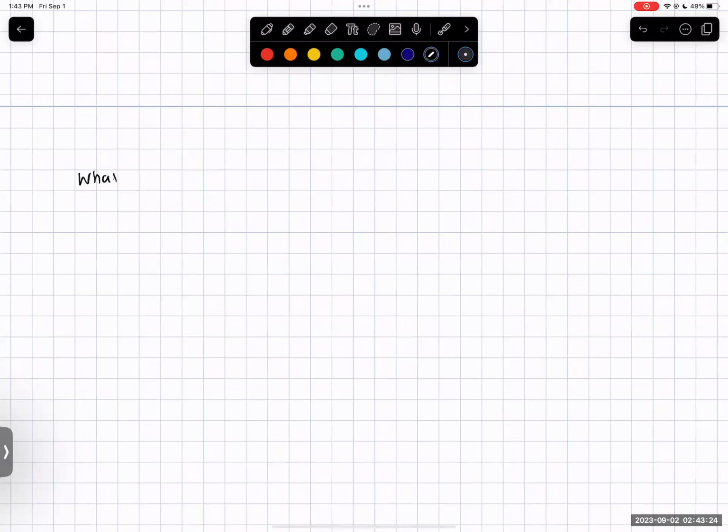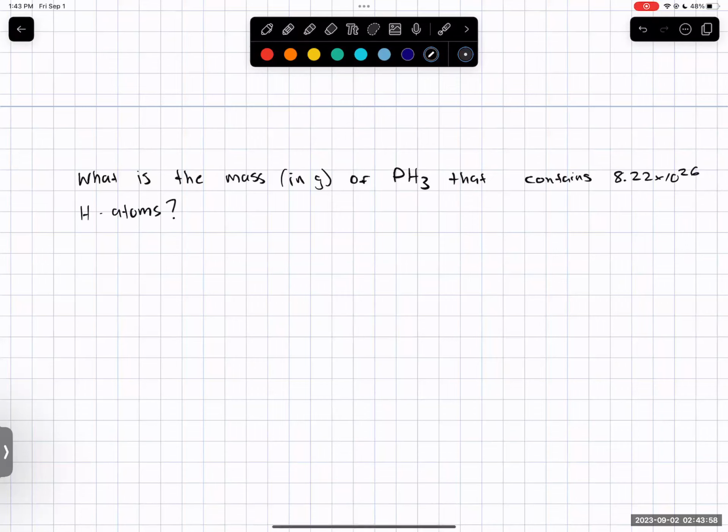What is the mass in grams of this specific compound? What is the name of this compound?